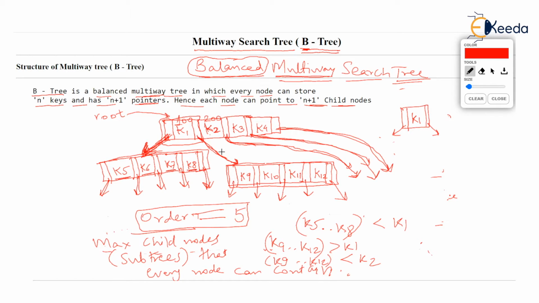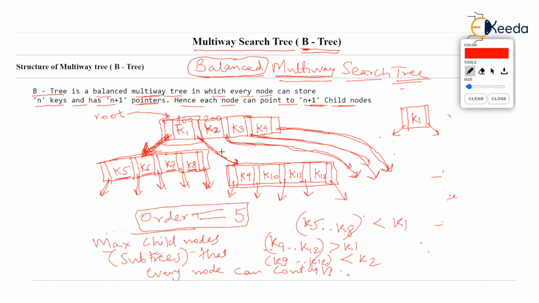Are you understanding? The same rule of binary search tree is repeated here. Keys less than K1, let's put them to the left of K1, and keys greater than K1, let's put them to the right of K1. Keys less than K2, let's put them to the left of K2. Keys greater than K2, let's put them to the right of K2. Absolutely the same rule. The only thing is, a single node is a house for multiple keys and multiple pointers. I guess you understood these two things.